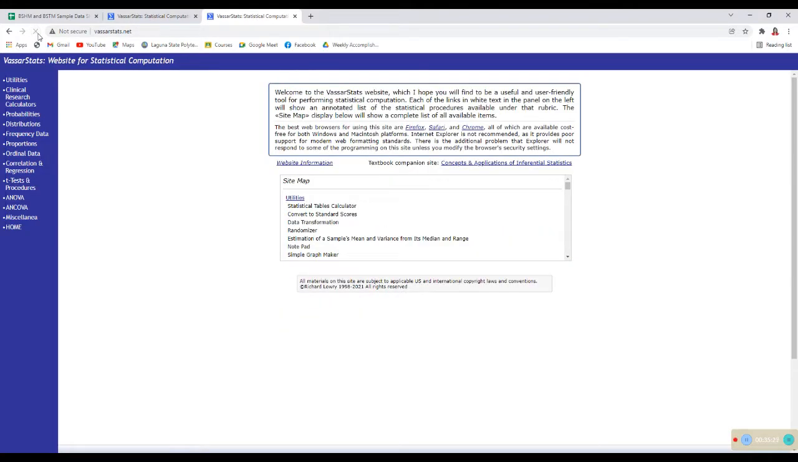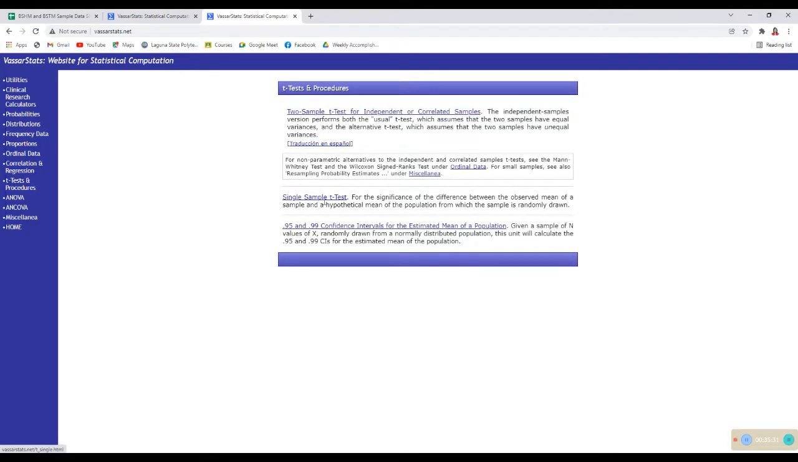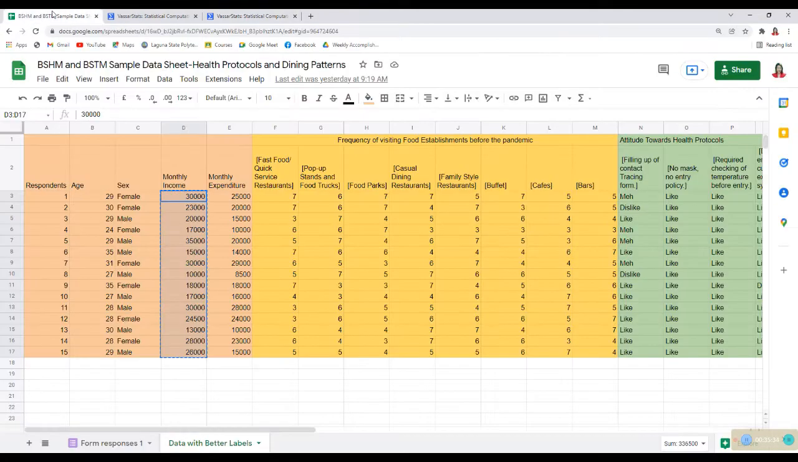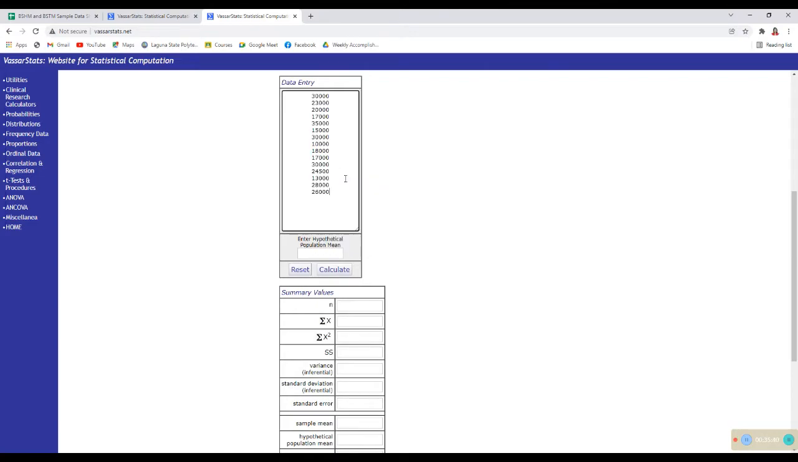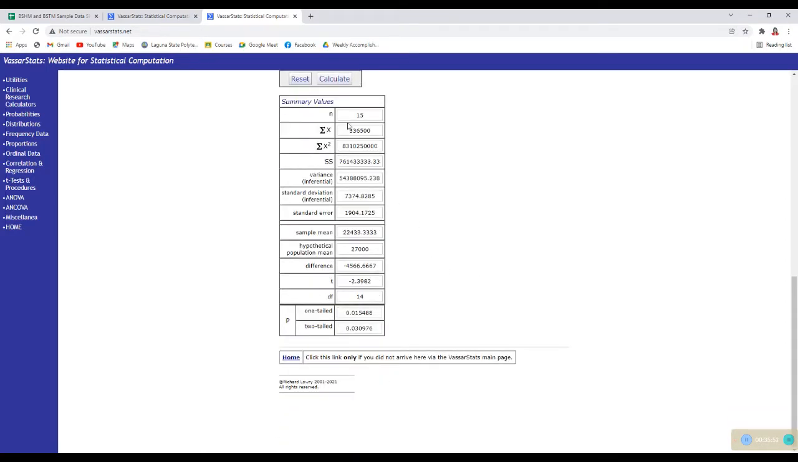I-refresh ko lang ito. So, step 1, go to t-test and procedures. Choose single sample t-test. Next, go to your data sheet. Copy the monthly income. Paste it under the data entry box. And then, enter the hypothetical population mean. According to our problem, tinetest natin kung less than siya sa 27,000. Next, calculate. Check natin, 15. Yes, nakopy lahat. Sample mean is 22,000. It is significantly lower than 27,000.